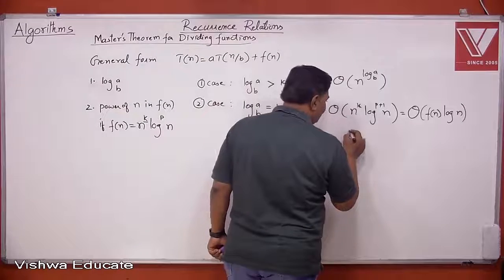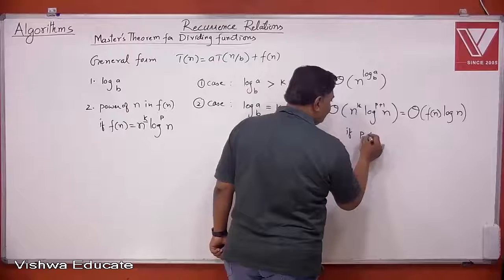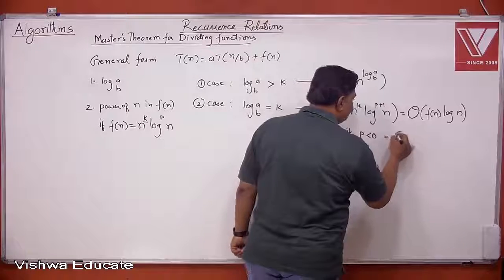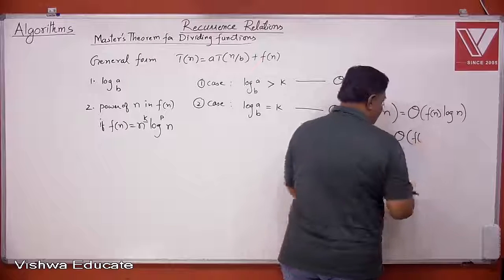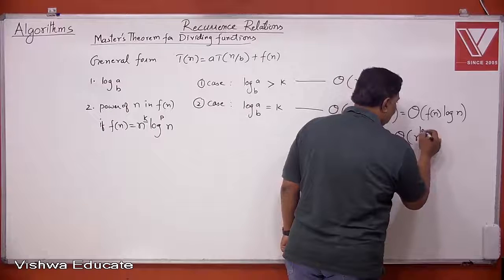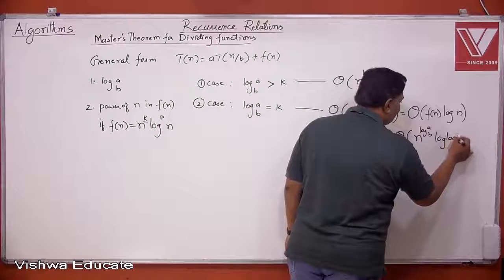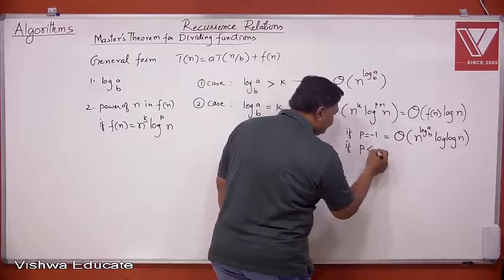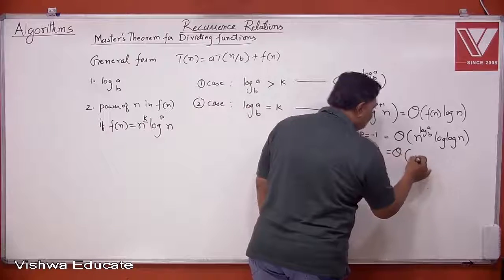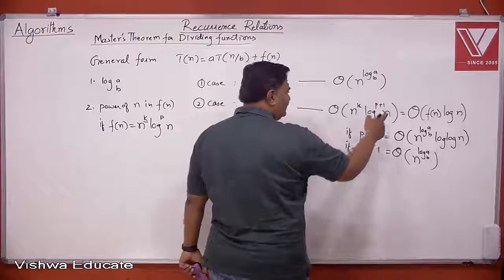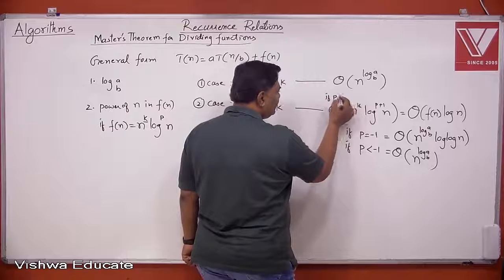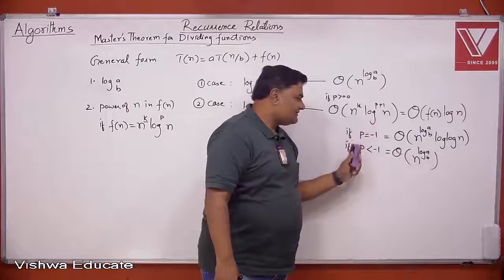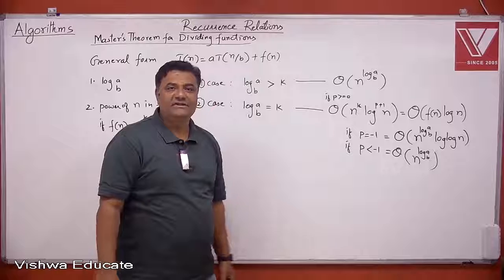And in this one more case is there. If p is less than 0, meaning p is negative, then theta of f of n into log of log n. This is the answer if p is equal to minus 1. If p is less than minus 1, then theta of n power log a base b only. This was for p greater than or equal to 0, this is the answer. If p is equal to minus 1, then this is the answer. If p is less than minus 1 also, then this is the answer. All these things we will see when we take the examples, right?